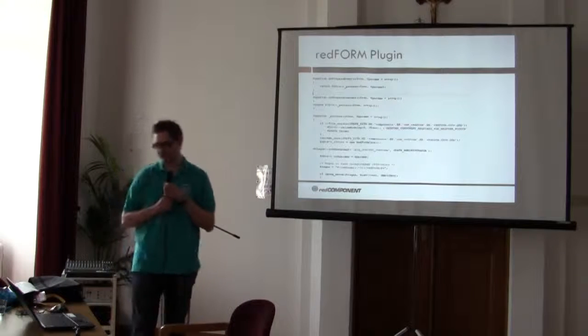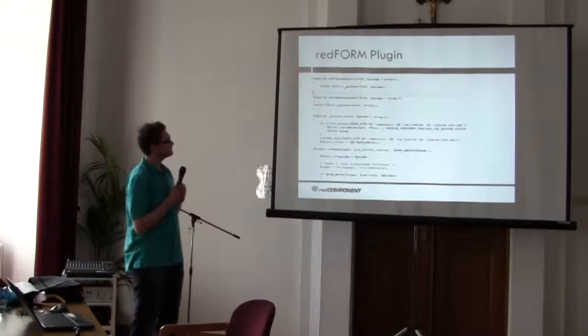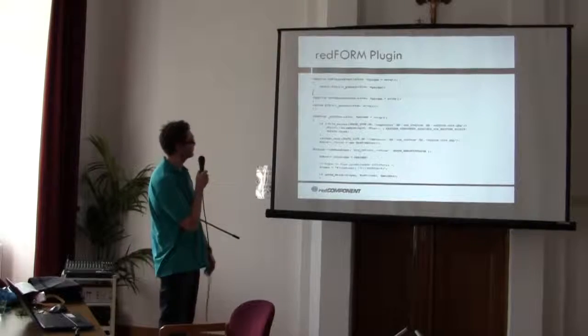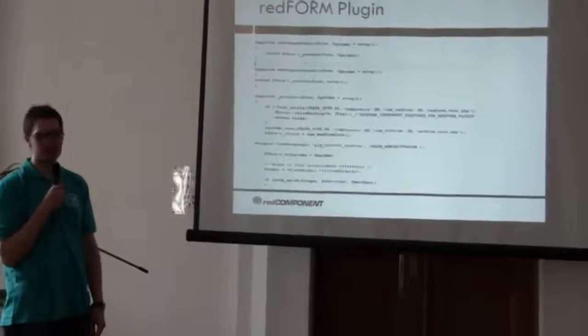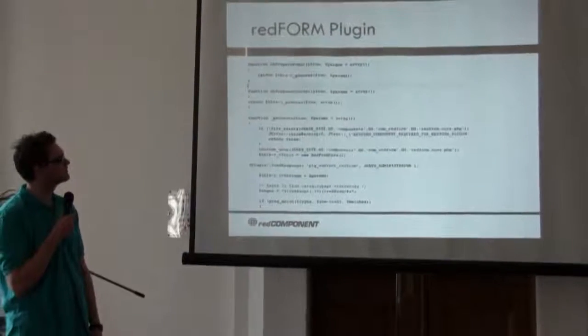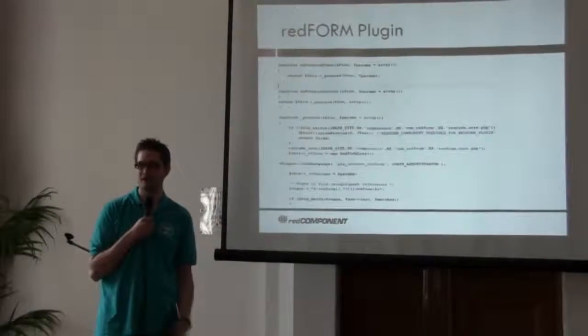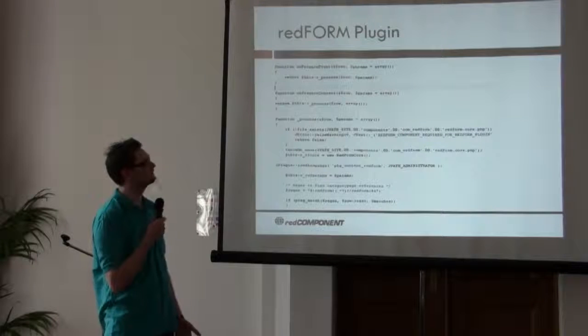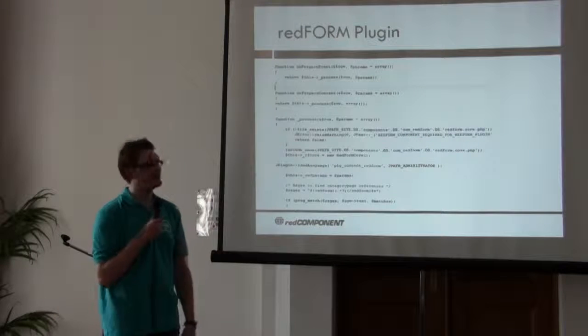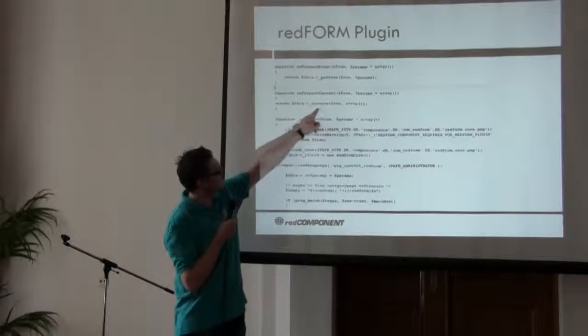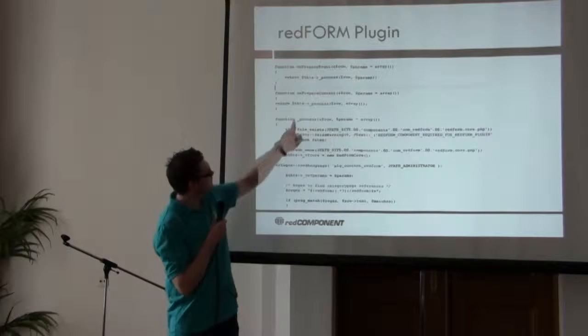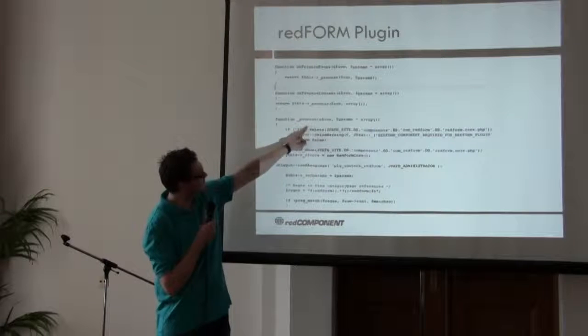So if we look at some of the code in the plugin, we have this function called onPrepareContent, which is a standard function in Joomla, which is run every time an article is loaded in Joomla. It will run this function, and it's used here in the plugin. When it runs, it runs this function called process. And if we look down here, the function process is here.